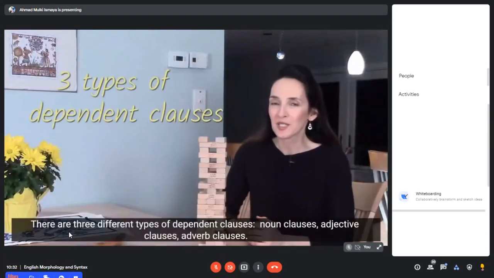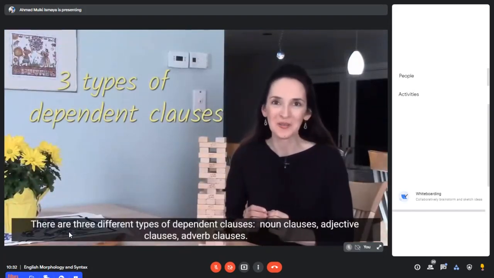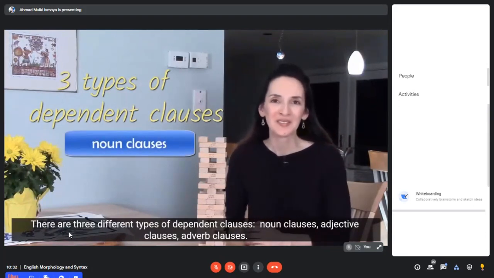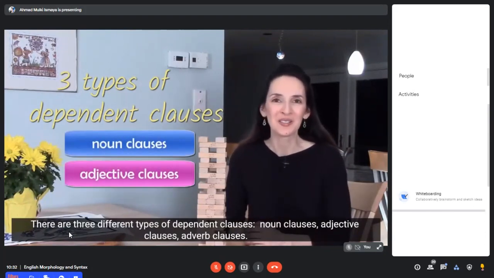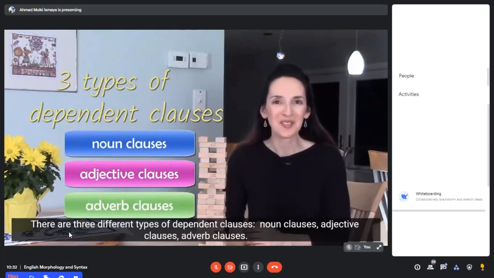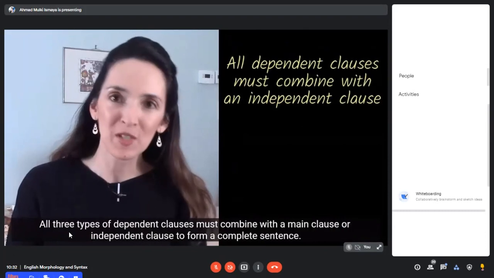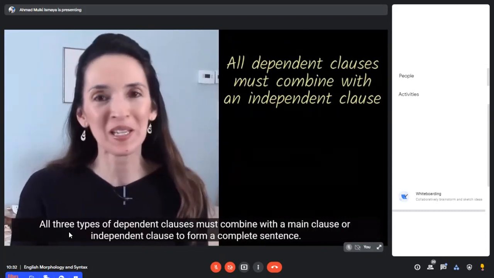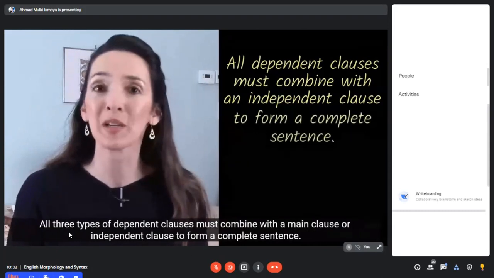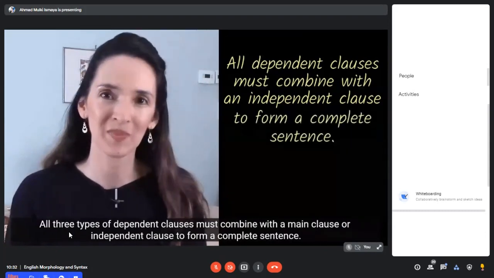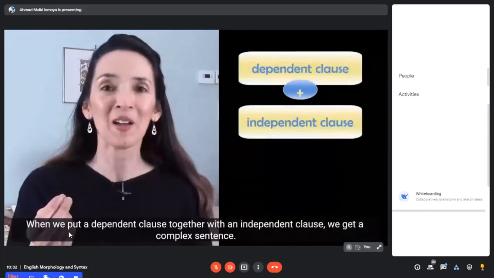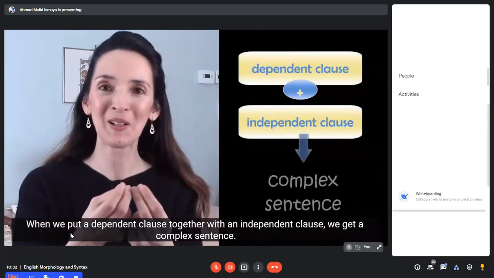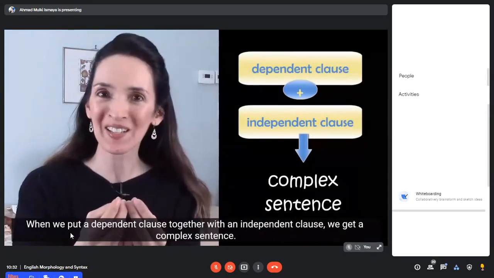There are three different types of dependent clauses: noun clauses, adjective clauses, and adverb clauses. All three types of dependent clauses must combine with a main clause or an independent clause to form a complete sentence. When we put a dependent clause together with an independent clause, we get a complex sentence.